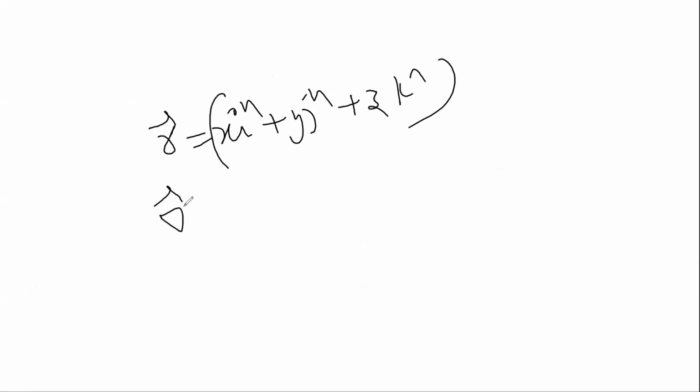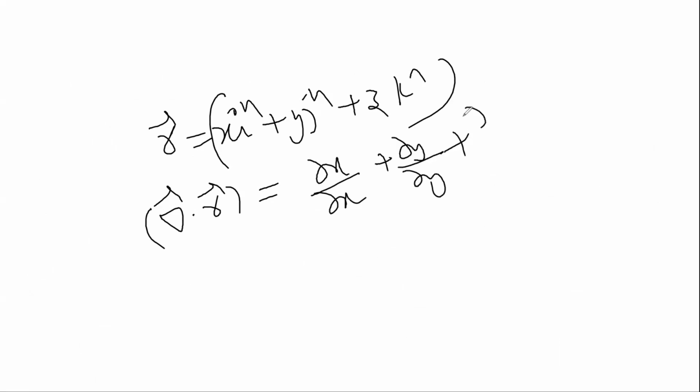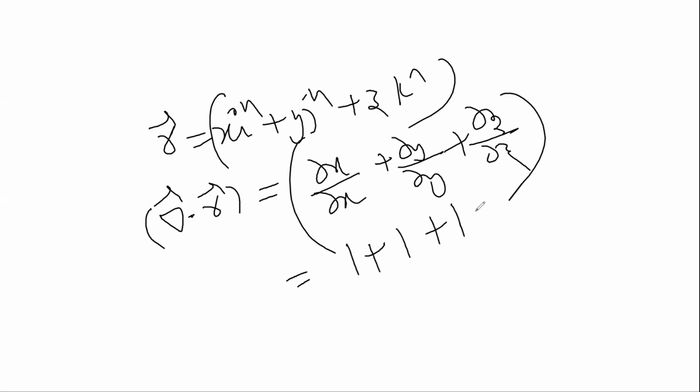Now let us go for some problems. R bar is equal to x i cap plus y j cap plus z k cap. This is the position vector. Now if I ask you to calculate del dot R, that is the divergence of R, what do you get? Dou x by dou x plus dou y by dou y plus dou z by dou z, because del bar is i dou by dou x plus j dou by dou y plus k dou by dou z. So i dot i is 1, j dot j is 1, k dot k is 1. It is 1 plus 1 plus 1, which is 3. So the divergence of the position vector gives you 3. Similarly, you have many problems in this, so you can do them later.